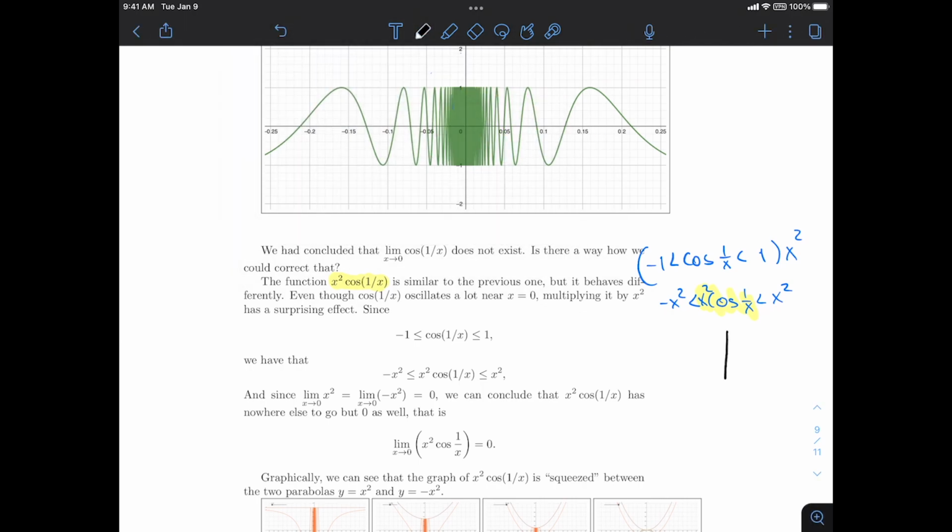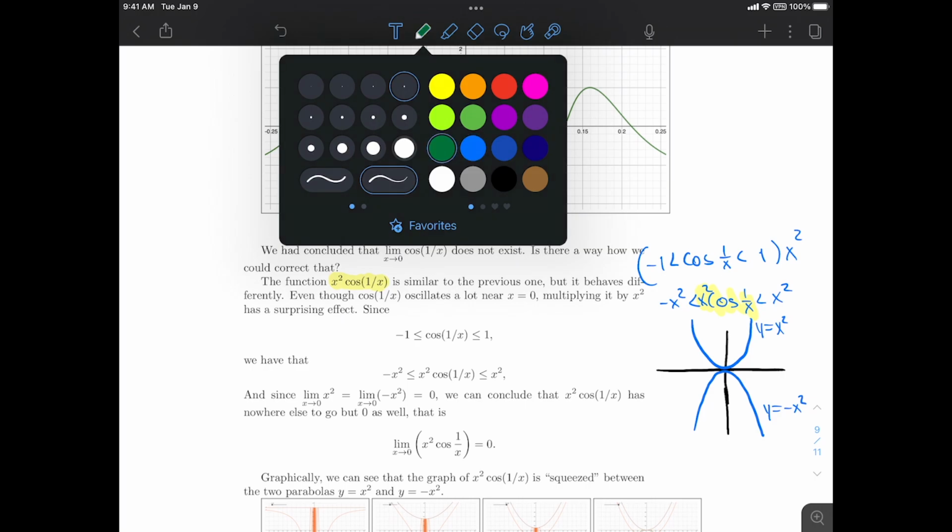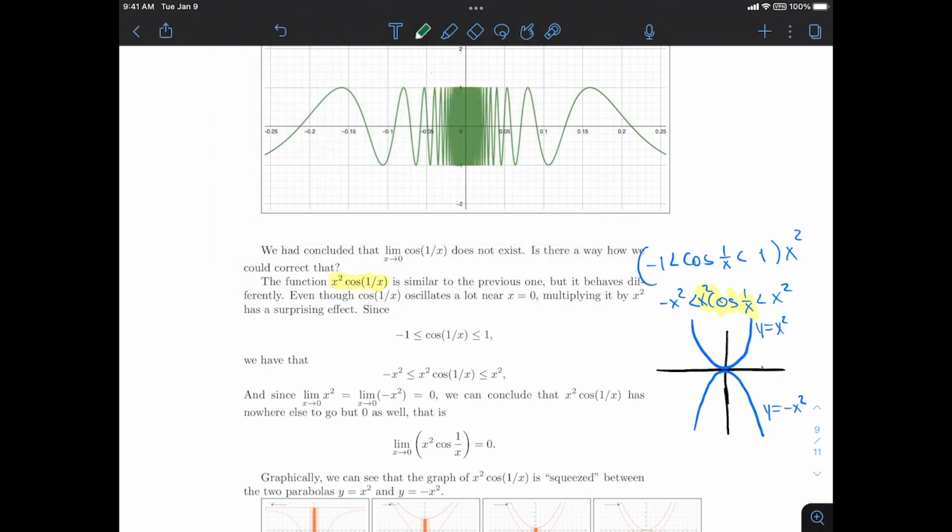So if you were to graph these, x squared is like this, and then minus x squared is like this. So the green function keeps trying to oscillate, but as it approaches, it's forced in between the other blue ones. It keeps trying to oscillate, but in fact, it can't go above or below the two parabolas. It's got to stay between them.